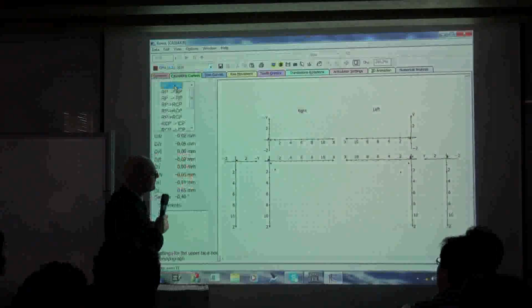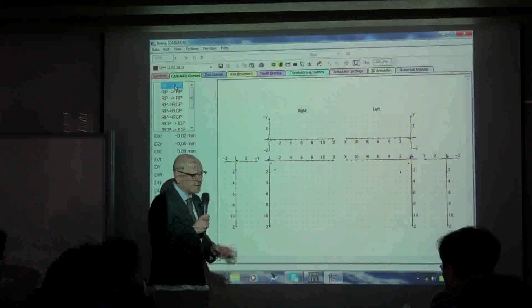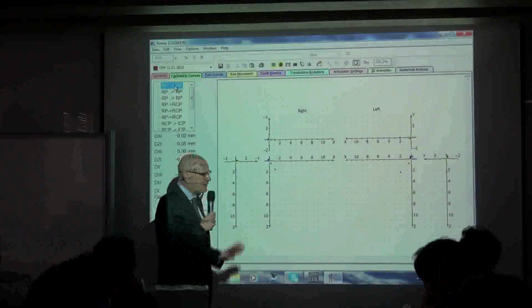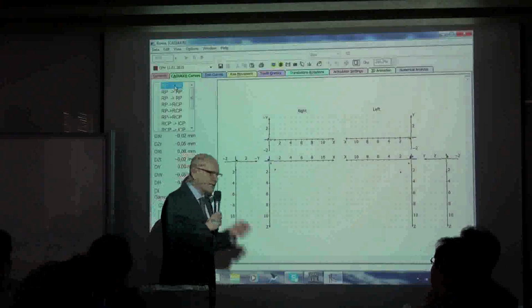Okay. Yeah. What we can see is a very unstable joint. Not very good RP position, not very good ICP position.